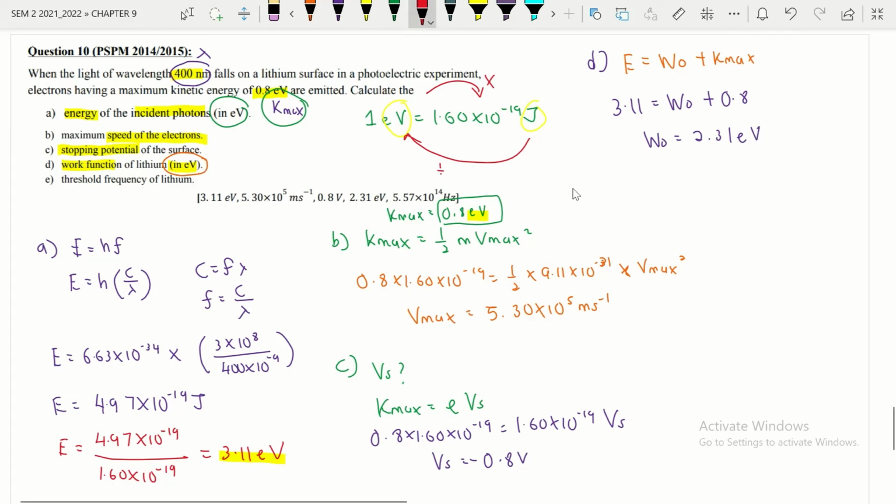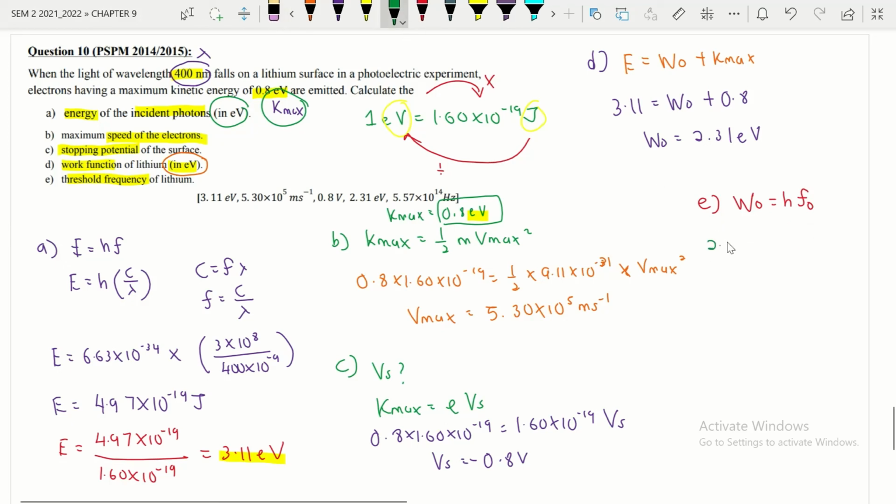Okay, the last question asks for the threshold frequency. Remember, to get the threshold frequency, you can get it from your work function. Because the formula for work function is Planck constant times threshold frequency. Okay, and then our work function is 2.31 electron volt. So it is in electron volt, so we have to convert it to joule.